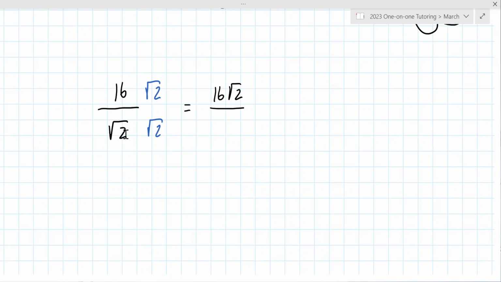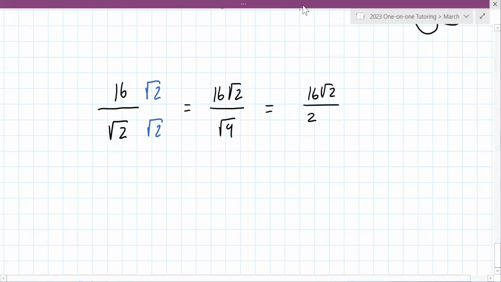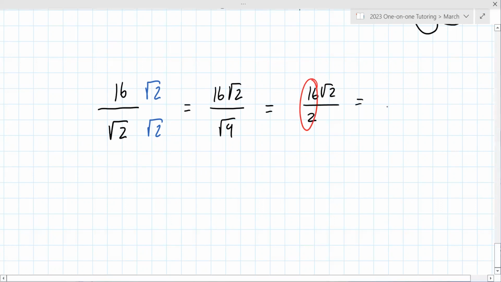You don't need a calculator for the square root of 2 times the square root of 2. That's the square root of 4. And what's the square root of 4? It is 2. So this becomes 16 square root of 2 divided by 2. You can divide the 16 and the 2. What does that become? That's going to be 8 square root of 2.